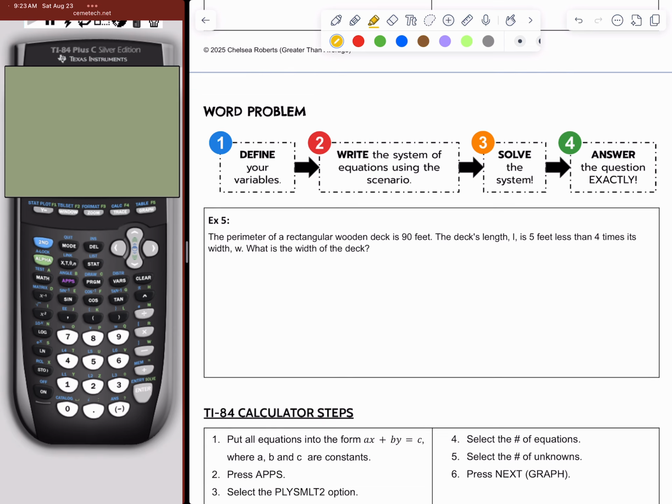So example 5, it says the perimeter of a rectangular wooden deck is 90 feet. The deck's length, L, is 5 feet less than 4 times its width, W. What is the width of the deck? So the first thing we need to do, define your variables. So they told us that we're using L for length and W for width. They said length is L. They say width is W. Okay? So that's what I'm going to write here.